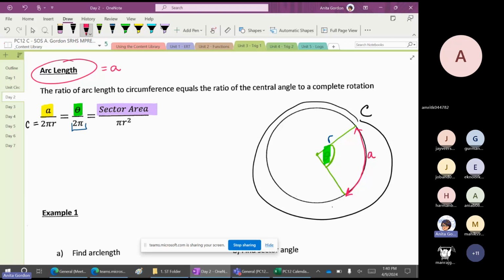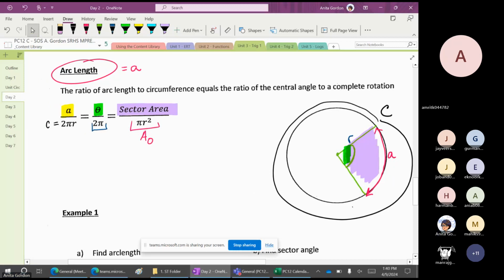If I were to color in this piece, the area of the piece compared to the area of the entire circle, A, is going to be the same. So we can use this. We will always know some piece of information that will allow us to solve for all the other missing pieces.